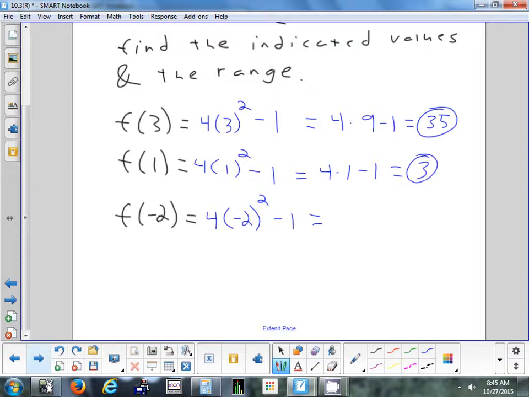All right, now my next step. Be careful with your exponent. What's negative 2 to the second power? Negative 2 times negative 2. Positive 4, good. All right, now we got 4 times 4 gives me 16. Take away 1. 15.